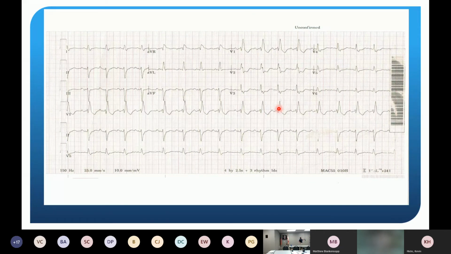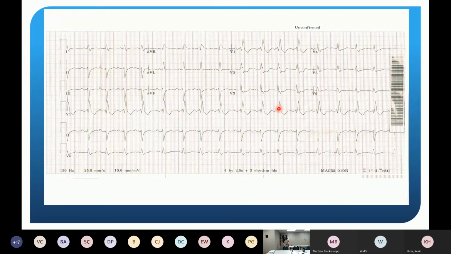So we're up in V1, a little bit of a Q in AVL. So this is a right bundle branch block. But if you look at V2 and V3 and V4 and V1, you got ST depression, T-wave inversion. So you would think this would be a STEMI, a posterior MI. Right bundles will mess with you when it comes to this. This is pretty common for a right bundle.